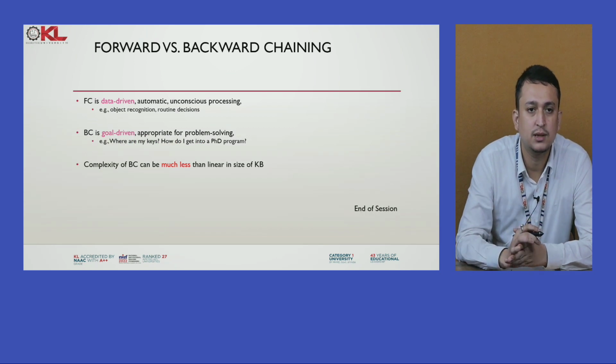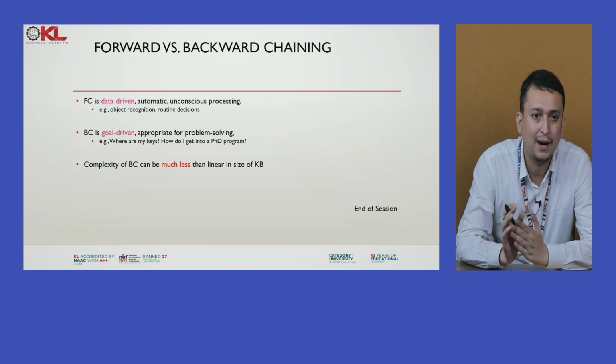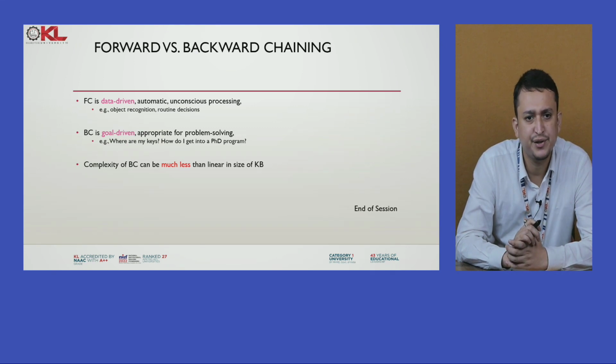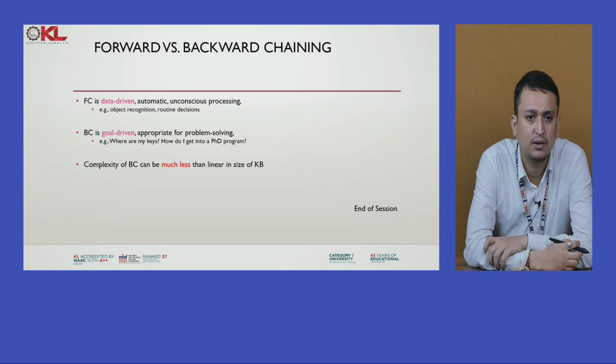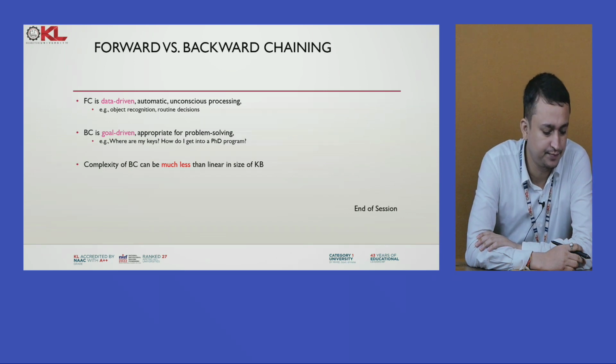Okay, let's focus on a few points based on how backward chaining is different from forward chaining, and what the major difference is. The first is that forward chaining follows the bottom up approach and backward chaining follows the top down approach. Forward chaining is data driven, automatic, unconscious processing. That means if we are concerned about particular data you want to retrieve or recognize, or you want to make some decisions based on the data, then we can go for it. Examples: object recognition, routine decisions, like that.